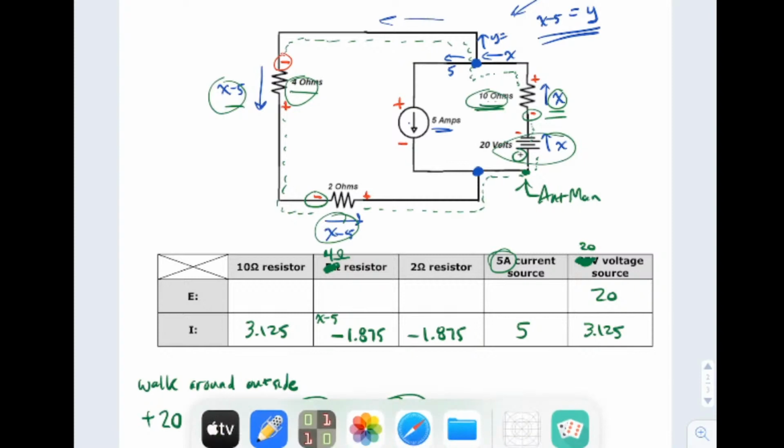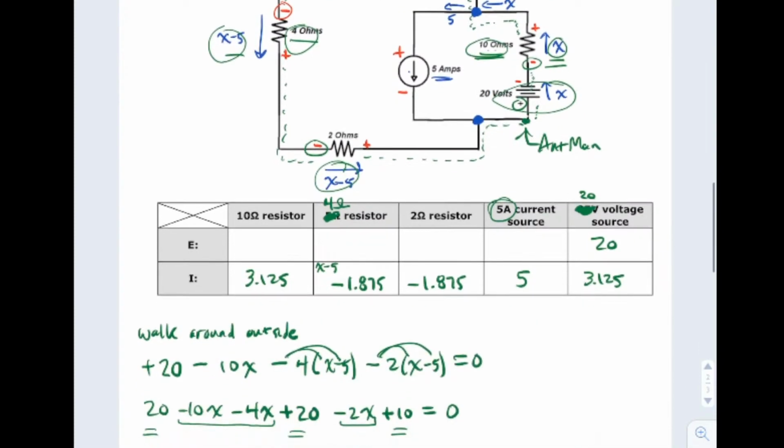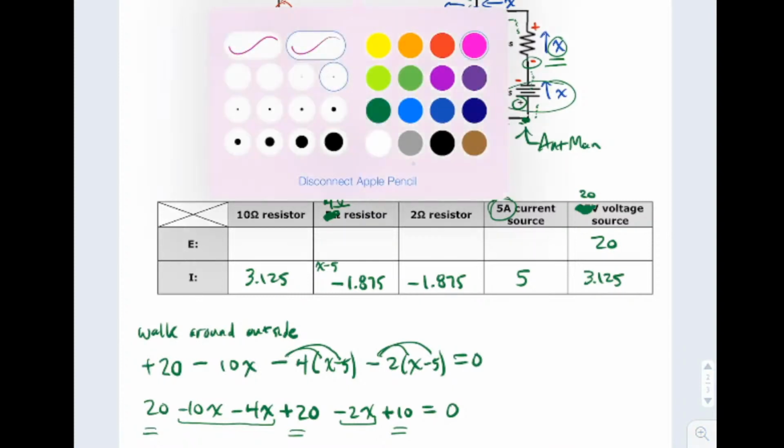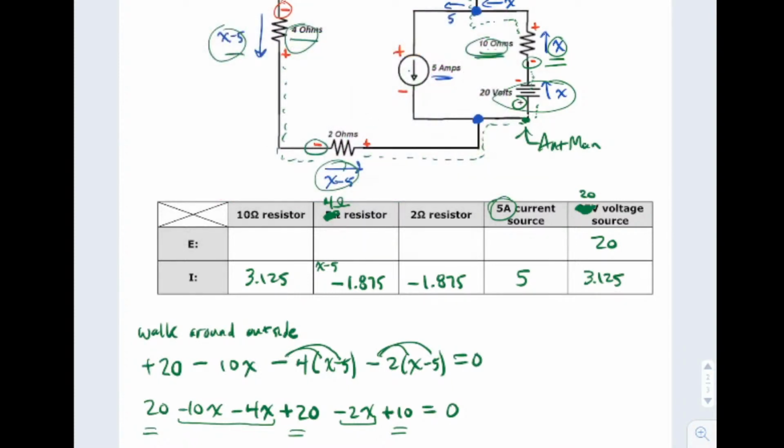So what are we left doing here? Well, we're left trying to solve for some voltages, right? So let me start solving for some voltages. So remember, for resistors, voltage is equal to current times resistance. So for this resistor, I got this current times this resistance. 10 times, it's going to give me 31.25 volts.